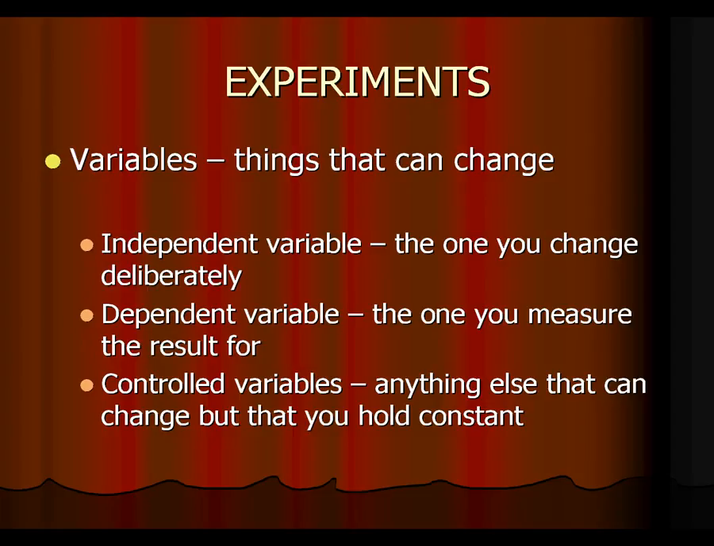You would want to make sure you use the same ball all the time. The same plane all the time. All those kinds of things that could change, but that you want to hold constant are controlled variables. So the independent variable is the one you're changing, the dependent variable is the one you're measuring, and those are the only things that should be changing. Everything else should be a controlled variable, be the same every time you do the experiment.